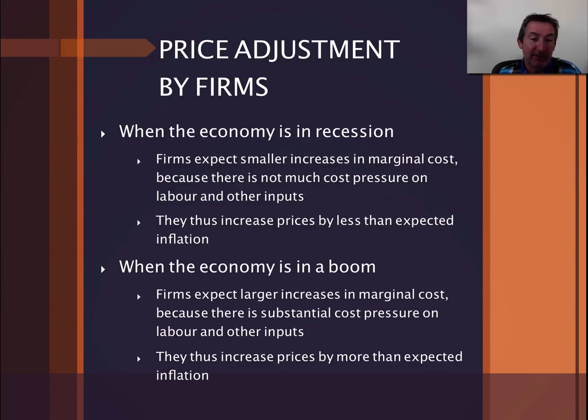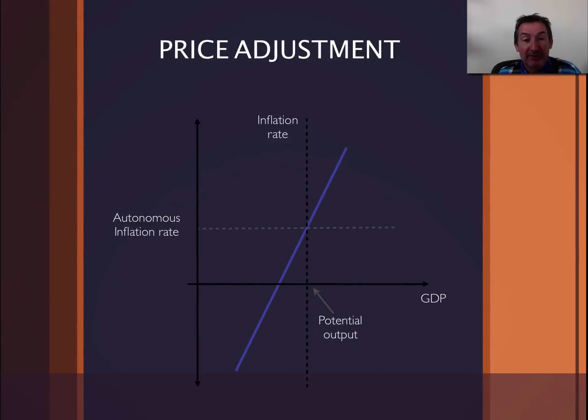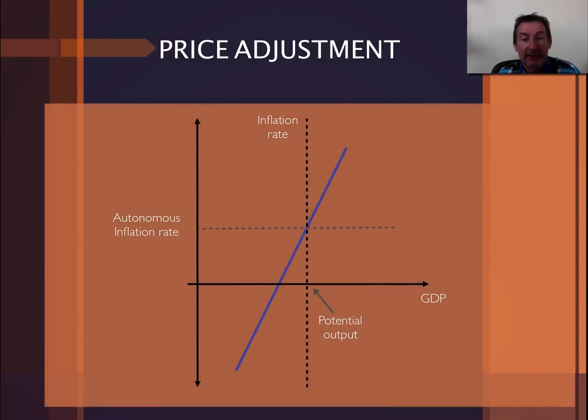The opposite happens in a boom. Firms are going to anticipate larger increases in marginal cost, and therefore they're going to be likely to increase prices by more than expected inflation. So that, again, just to remind you, gives us these two pieces of price adjustment: the long run, where the economy is at potential output and inflation is at its autonomous or expected level, and then deviations of inflation from this autonomous level when the economy deviates from potential output.